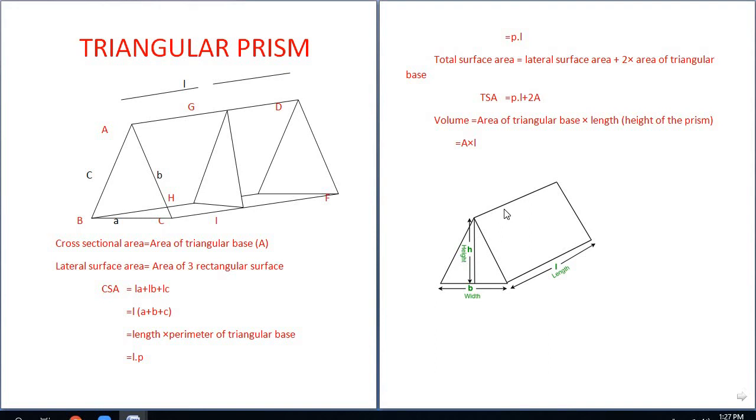Finally, to calculate volume, we have already calculated the area of triangular bases according to the nature. That may be a scalene triangle, an isosceles triangle, or an equilateral triangle. If we multiply that area of the triangular base with its length, the length of the triangular prism, which is written here, or the height of the prism, we get the required volume.